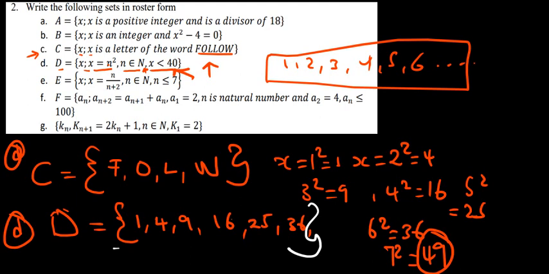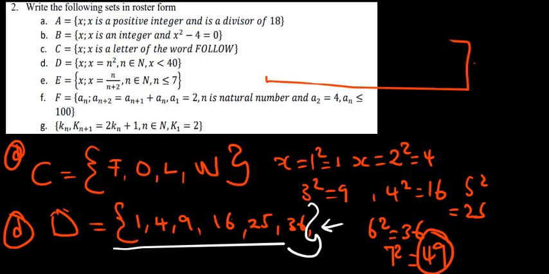So this here will be our set D. Okay, so you have to process this, guys. You have to think this through. If you can't think, you won't answer any of these questions. Sometimes they can give you the roster form and ask you to write the set builder. How are you going to think about this? So you have to think. Right, so that was D.